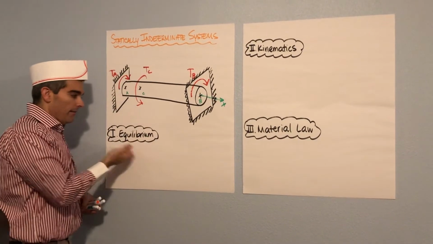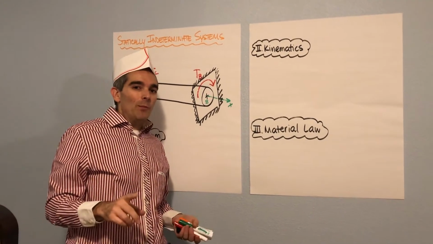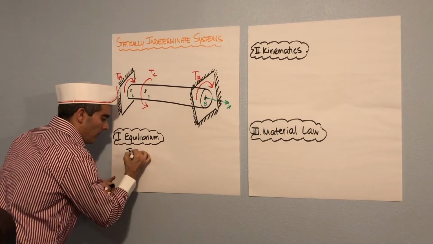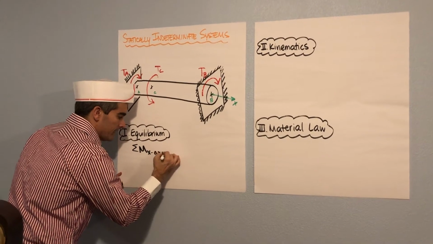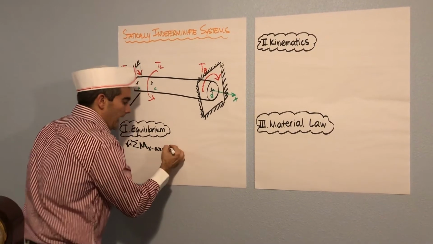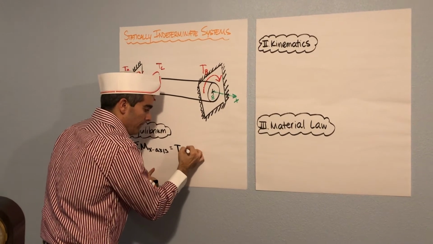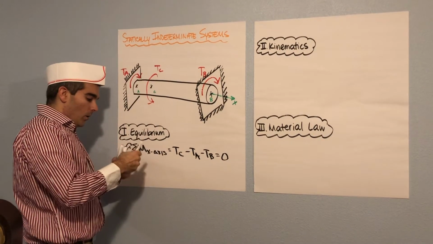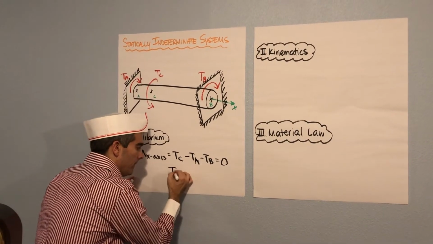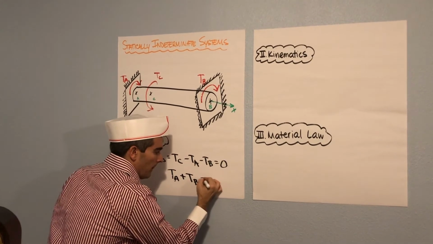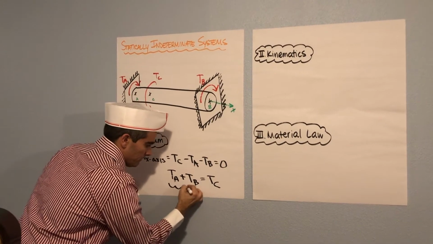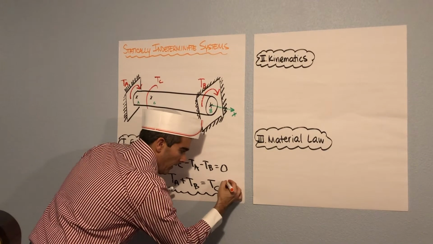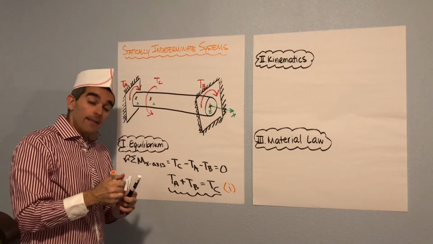That speaks to our first tool in our engineering toolbox: equilibrium. If we sum our moments about the x-axis, I can state that TC minus TA minus TB has to equal 0, or TA plus TB has to equal TC. This is equation 1. Go ahead and jot that in place.